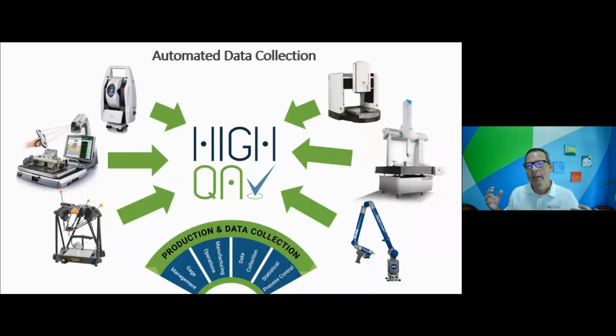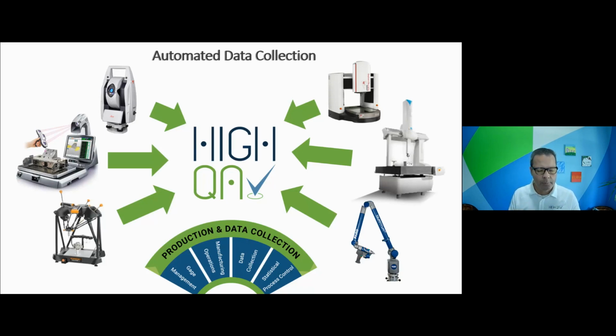Just so you know, think of it this way: if it runs on software, we can pull it in automatically as a background operation. So from a CMM, a VMM, a Keyence machine, an ARM, a tracker, even a machine tool probe on a CNC, if that can kick out some type of comma-delimited file, we can automatically bring that information directly into HighQA, directly into the database.